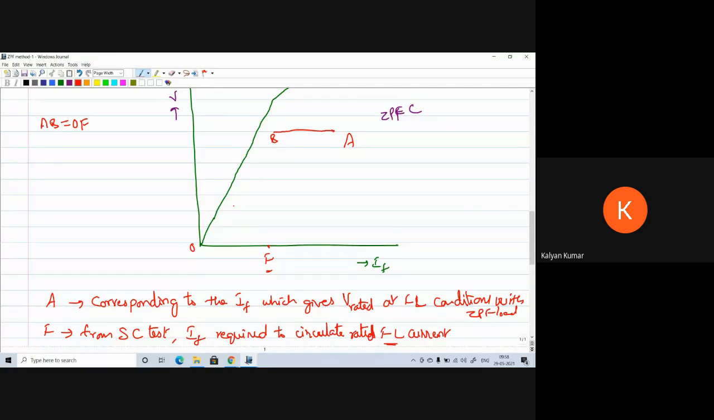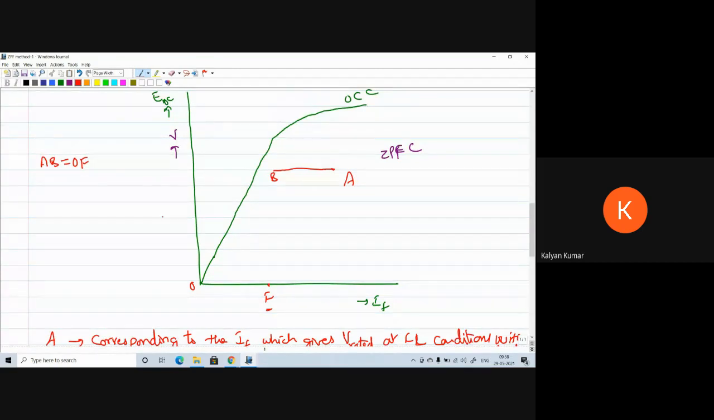Afterwards, from the air gap line, so what is air gap line? Air gap line is nothing but the tangent to the OCC. So OCC కి tangent draw చేస్తే ఆ tangent ని air gap line అంటాము. ఇది OCC curve చెప్పేటప్పుడు చెప్పాము. This is air gap line, that is tangent to the OCC.